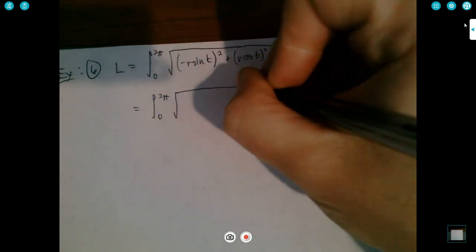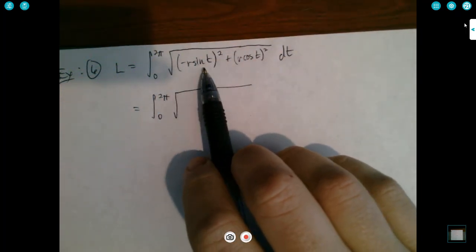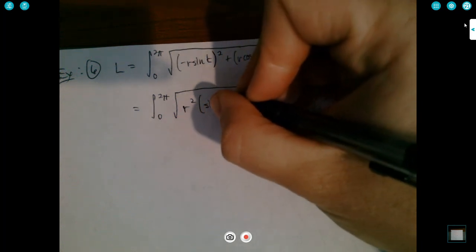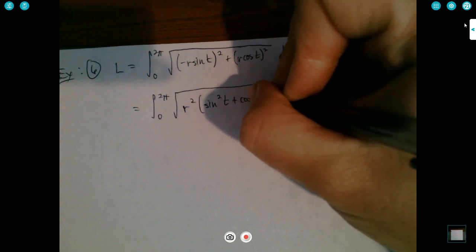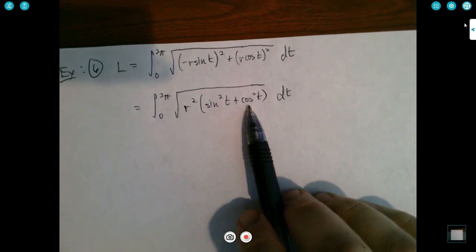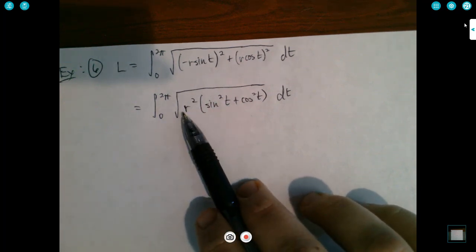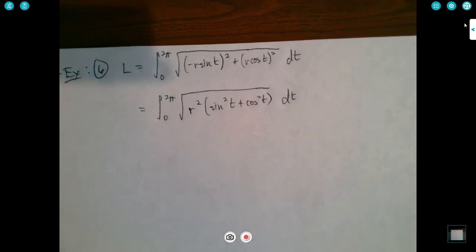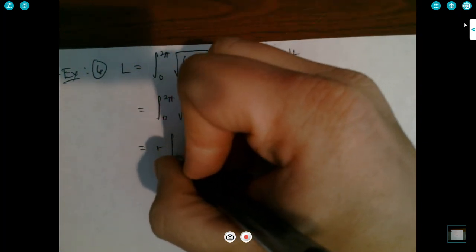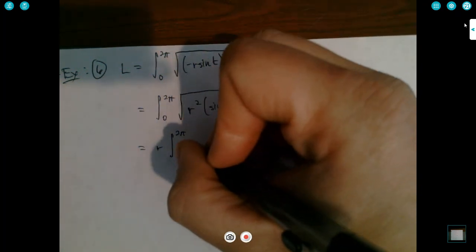So what do we get? Well, this is just going to be r squared sine squared t, and this is going to be r squared cosine squared t. We can factor out the r squared. And wouldn't you know it, sine squared t plus cosine squared t is just 1. Square root of r squared is just r. Well, really the absolute value of r, but we're assuming that r is a radius, so it's a distance, so it's going to be positive anyway. So we just have r, which we can take out of the integral altogether, and then dt.